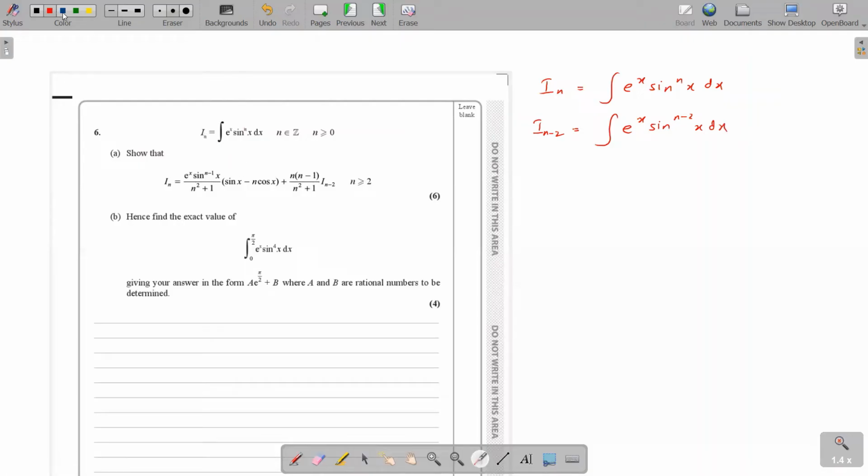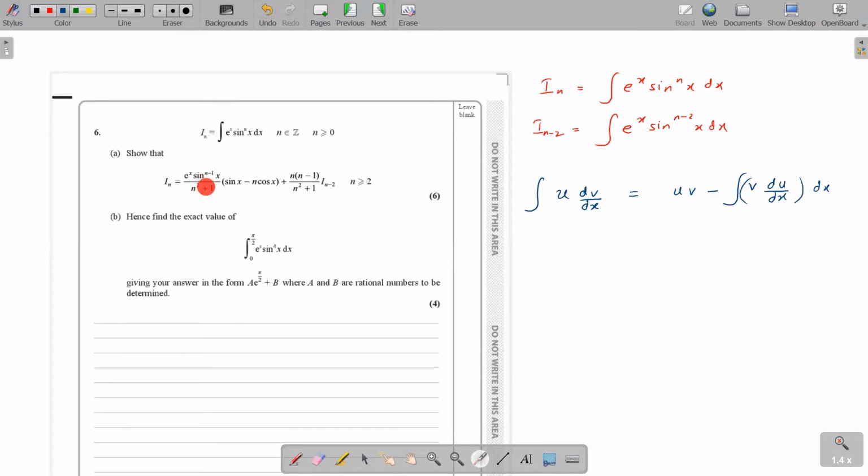Integration by parts. So what's the integration by parts rule? Integral of u dv by dx, or u v dash, is equal to u v minus integration of v du by dx. So this is the rule. Basically, u is the person you choose to differentiate, v is the person you choose to integrate.